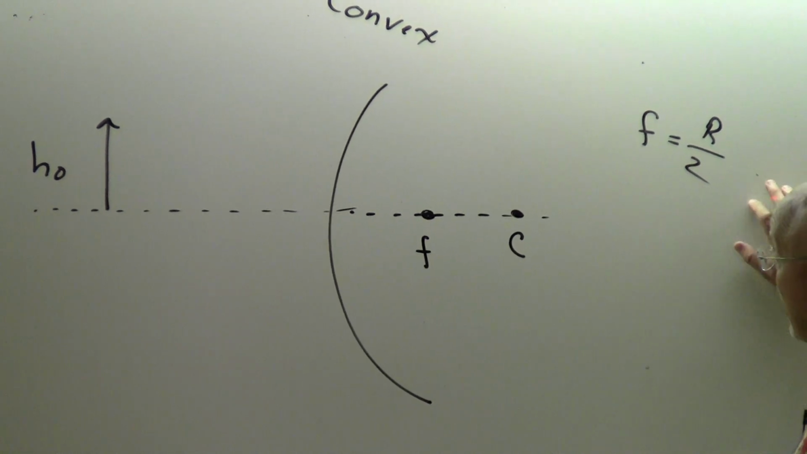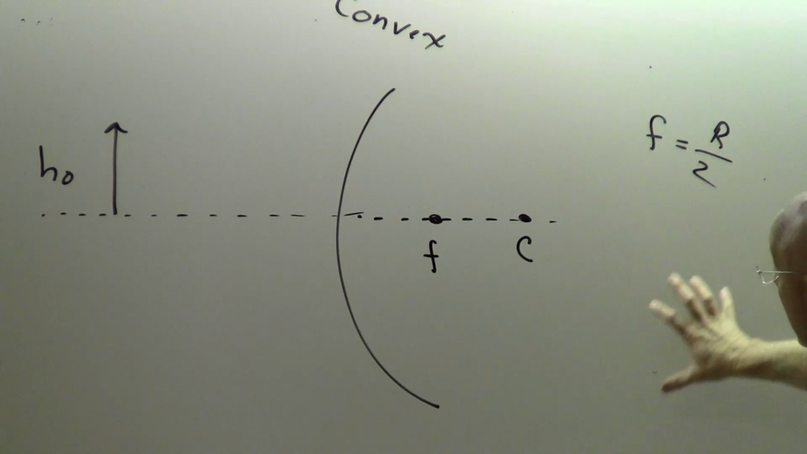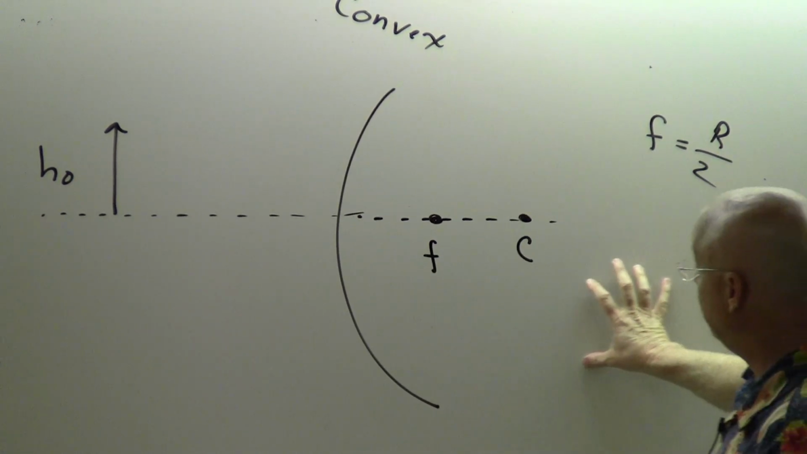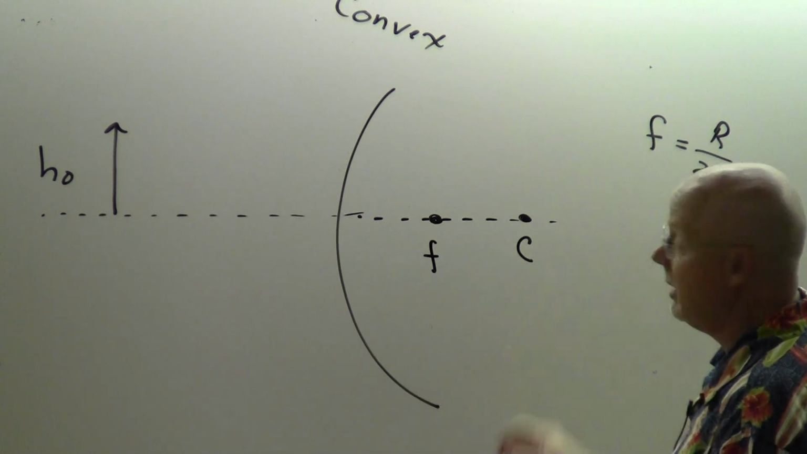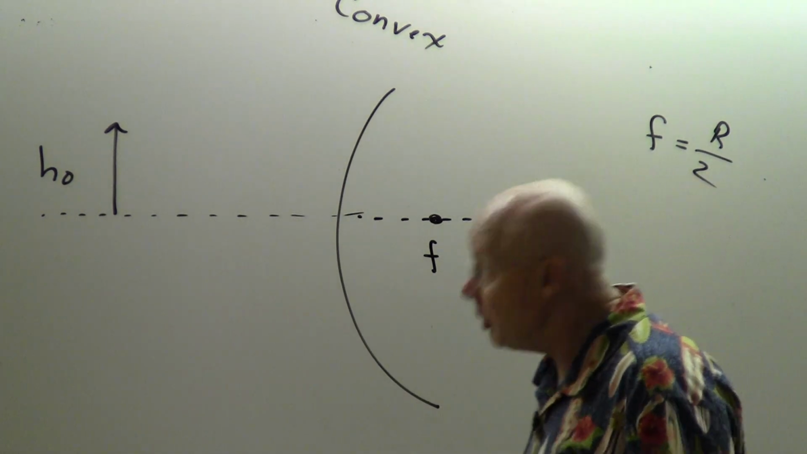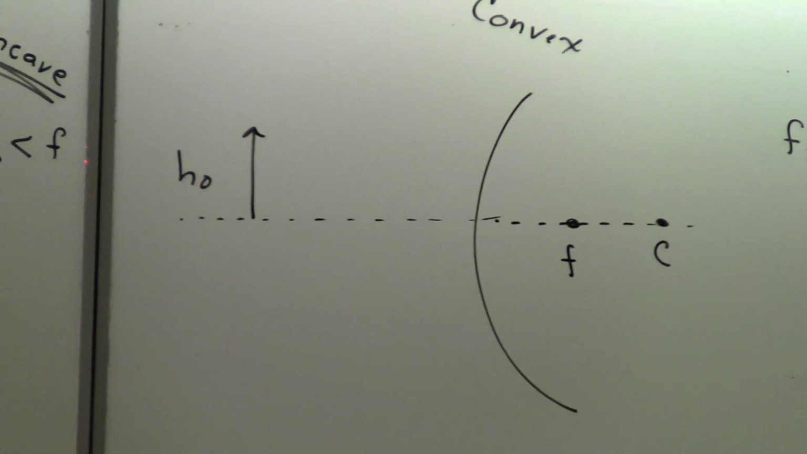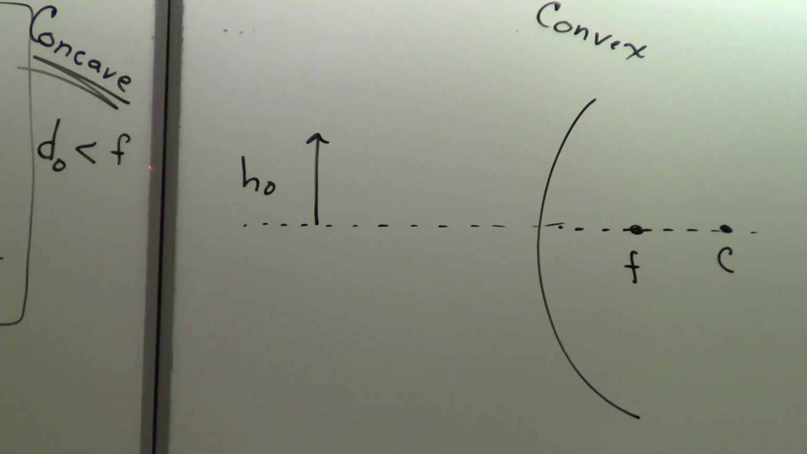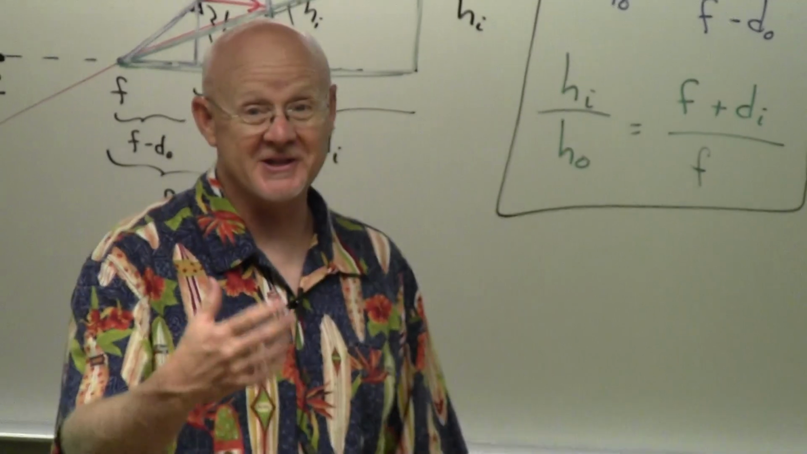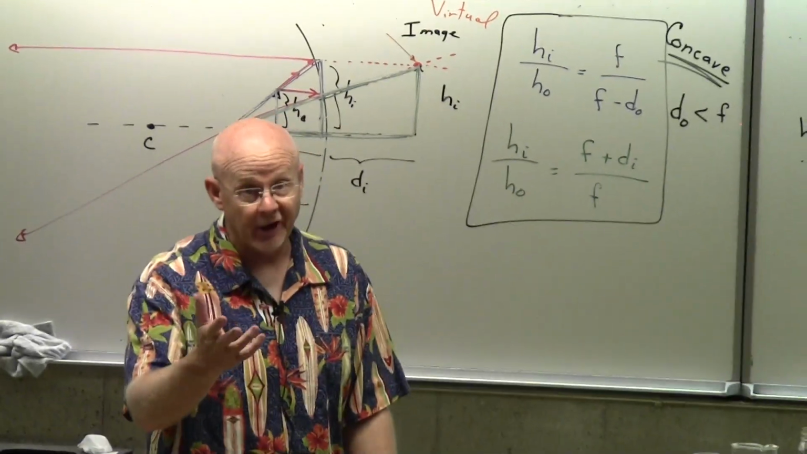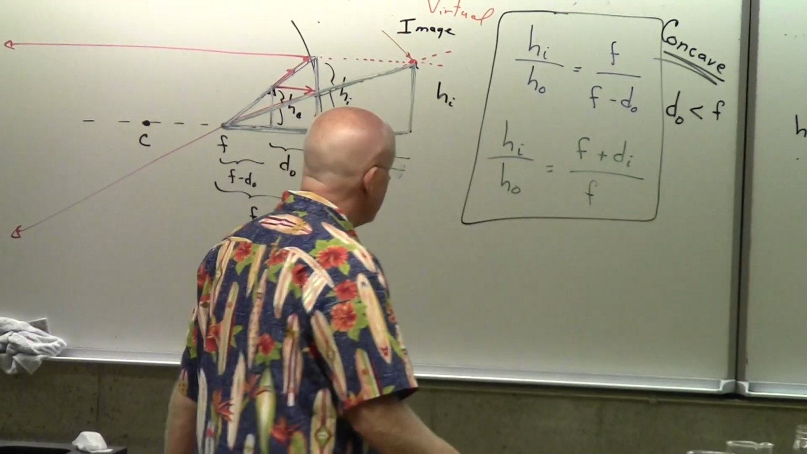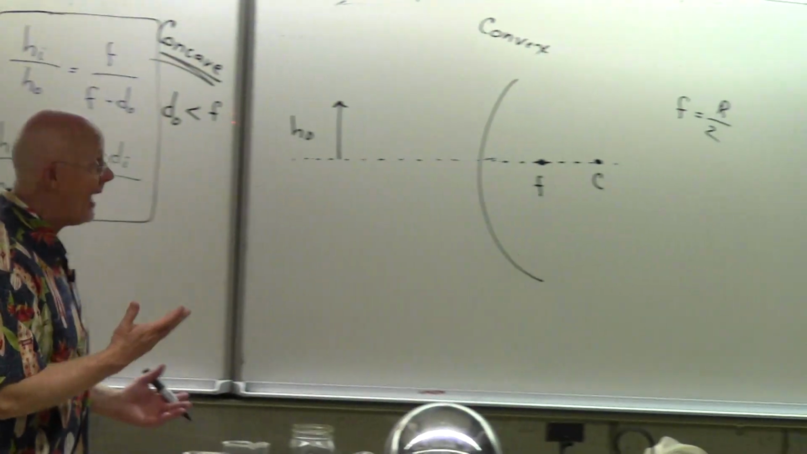And so when I go to draw this, I will still put a focal point and a center of curvature, just like I did for the other scenarios. But here is why I call this mirror the boring mirror, not the fun mirror. This is the boring mirror. And I call it the boring mirror because it only does one thing. I mean, look what happens here.